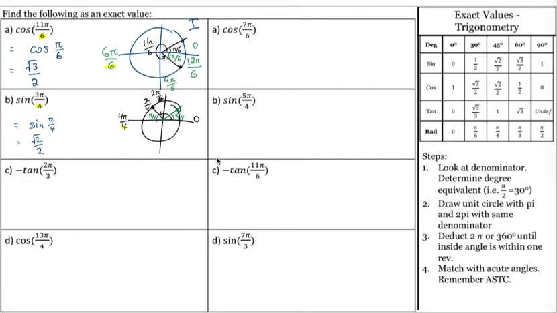Okay, our next one, we need to work out negative tan 2π/3. Draw out your unit circle. Okay, and we're going to go 2π/3, so we need to match the base there. Instead of writing π, I'm going to write 3π/3.